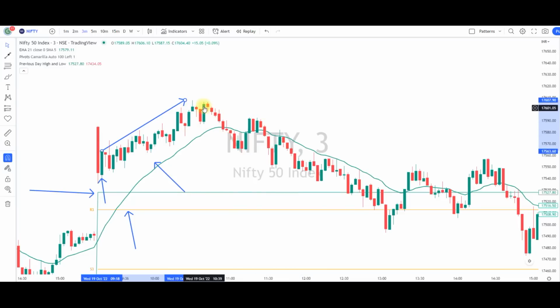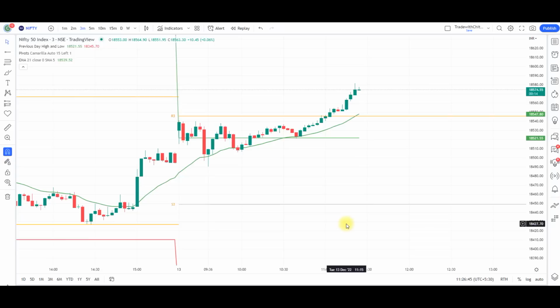After the pullback, the price gave a pullback to the EMA. After that, when you see here, in this particular green candle, the price gave a close above the EMA, the 21 days moving average. So we can look for buying opportunity above this particular green candle. So what happened is we didn't get any green candle above this high of the green candle. So we'll not look for buying opportunities here.